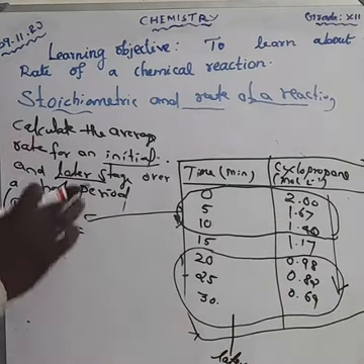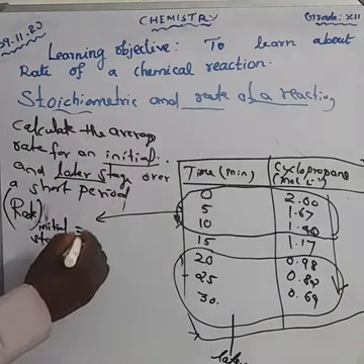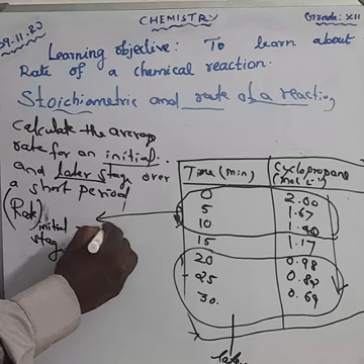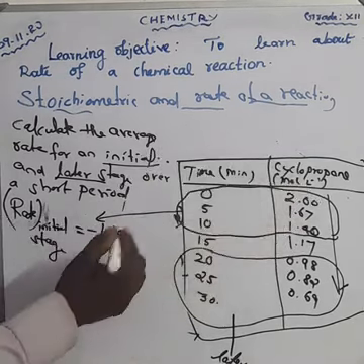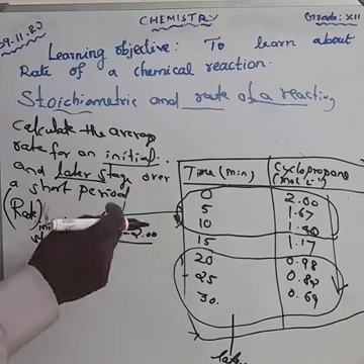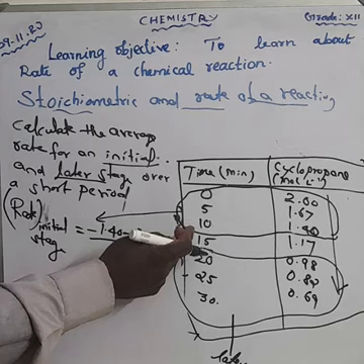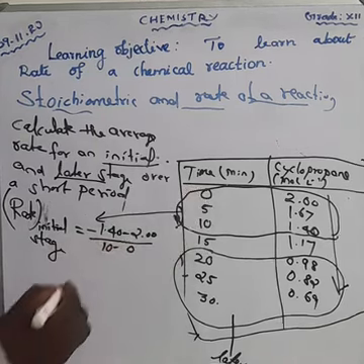Okay, anyhow, first we are taking the initial stage. That is 1.40 minus 2.0, divided by the time, 10 minus 0. Clear?